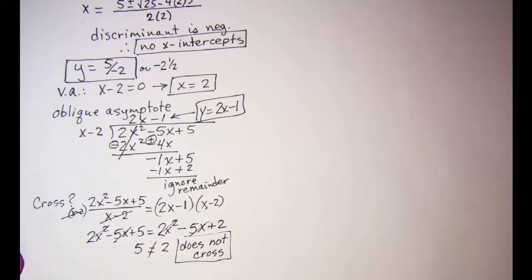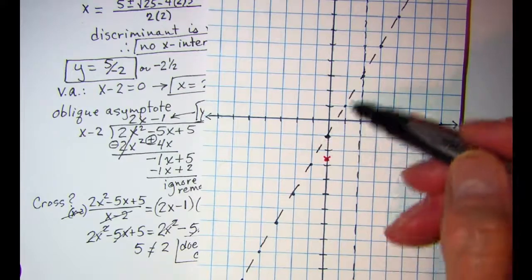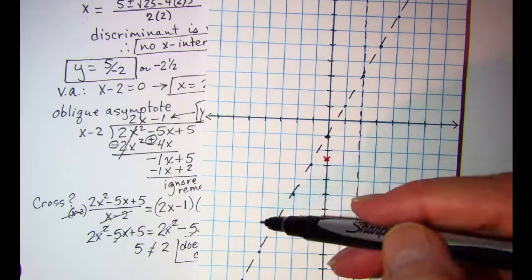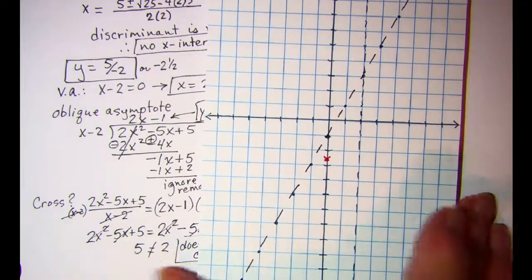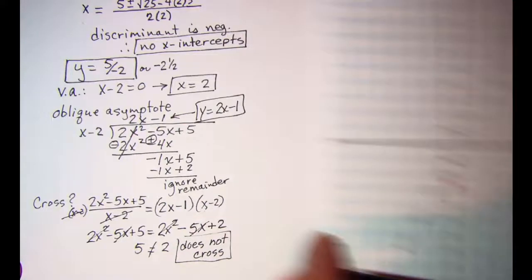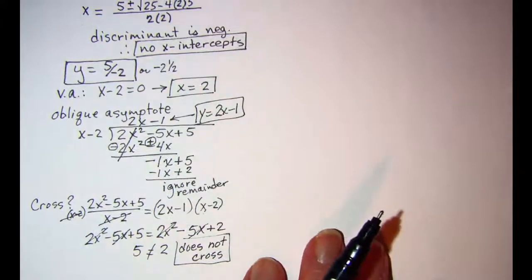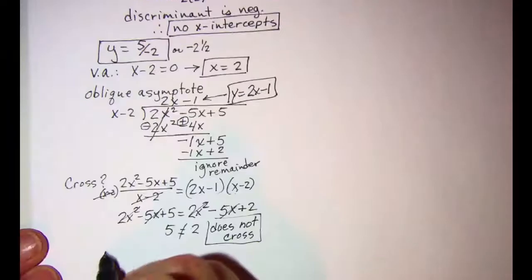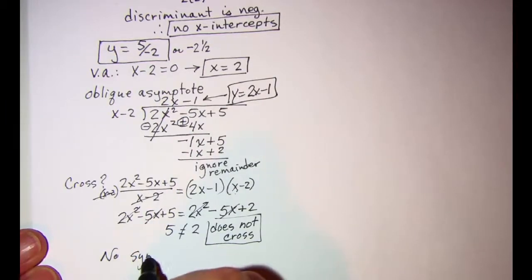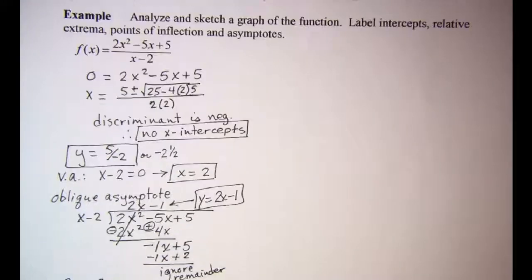So basically what that means is that my graph is not going to intersect this oblique line at all. And we know it cannot cross the vertical line because that's where we would have division by 0. So the graph won't cross any of those dotted lines. As far as symmetry goes, we have no symmetry. So that's not going to help us any. And let's find our derivatives.